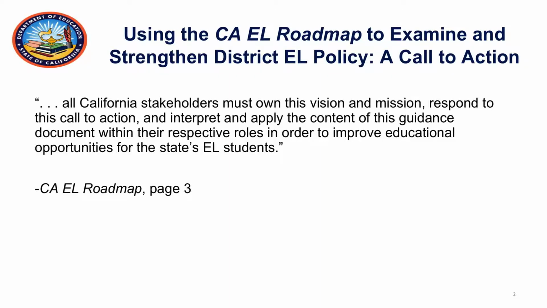We want to turn attention now to the formal aspects of local policy and how to bring that in alignment to the roadmap and what it looks like. So from the actual roadmap document, the policy passed by the state board, it reads, all California stakeholders must own this vision and mission, respond to this call of action, and these are the key words, interpret and apply the content of the guidance document within their respective roles in order to improve educational opportunities for the state's EL students.